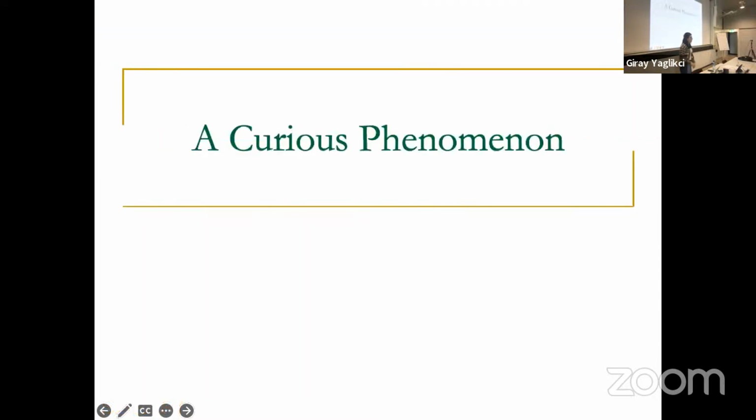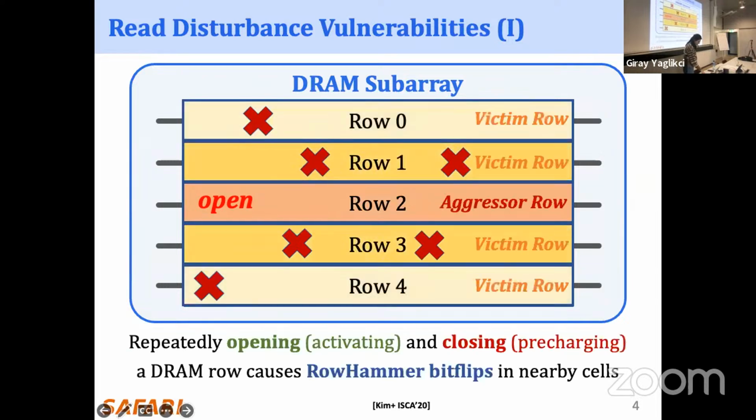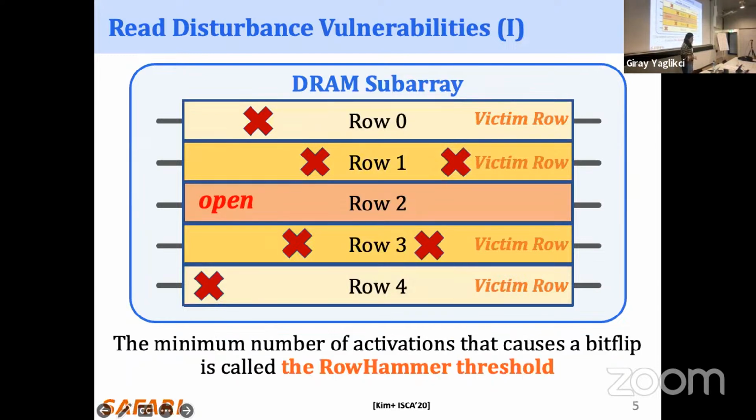So let's continue with some RowHammer mitigations. I guess you are already familiar with the concept, but today's DRAM chips are vulnerable to read disturbance, where repeatedly opening and closing, or activating and precharging, the same DRAM row results in bit flips in nearby DRAM rows, which we call RowHammer bit flips. We refer to the hammered row as the aggressor row, and all other rows with bit flips are called victim rows. And we call the minimum number of activations that cause a bit flip the RowHammer threshold.